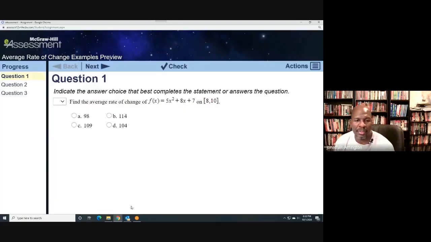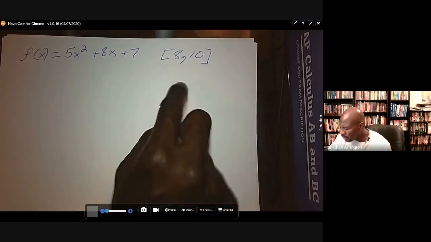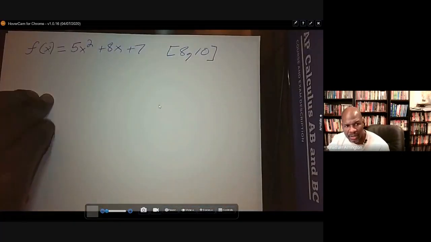Okay, so we're just going to look at 3 examples, and everyone should be an expert on this particular topic. Again, it's a very easily digestible, vanilla, straight to the point concept. So it says find the average rate of change of f of x, and it gives f of x as 5x squared plus 8x plus 7 on the interval 8 to 10. So let's look at that. Now, again, 8 and 10 are the interval of the x values.